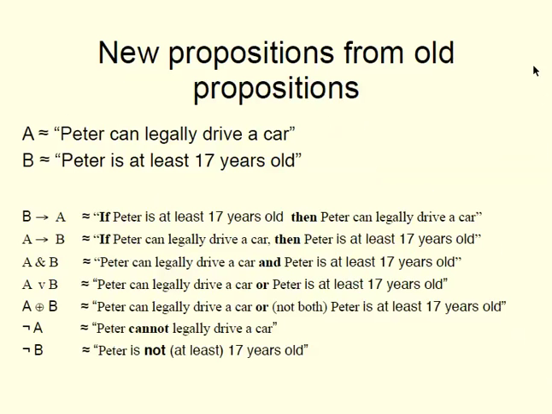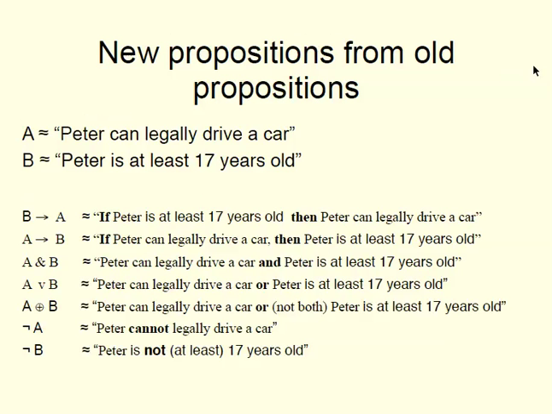Now let me give you some concrete examples. I did that last time but let me change the example slightly. We have two statements. A is the statement "Peter can legally drive a car", and B is "Peter is at least 17 years old". From these two statements we can form a lot of different new propositions. We could, for example, say B implies A, that becomes: if Peter is at least 17 years old, then Peter can legally drive a car. And so forth. You can go through it yourself.